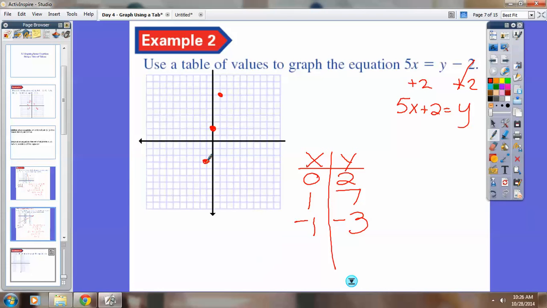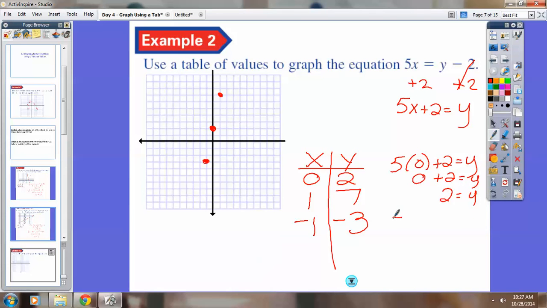I put 0 in for x in my equation that I've solved for y. You put 0 in there. 5 times 0 is? And 0 plus 2 is 2. I did 5 times 0 plus 2 equals y. I'm just solving this equation. 5 times 0 is 0. And 0 plus 2 is? That's where I got that y is 2.